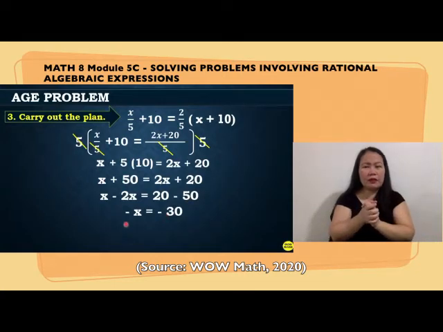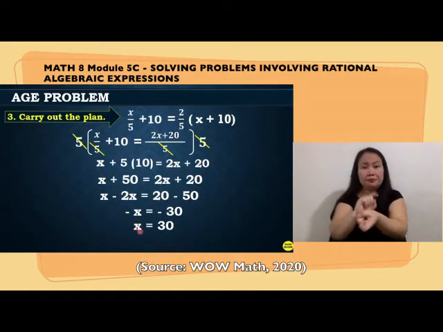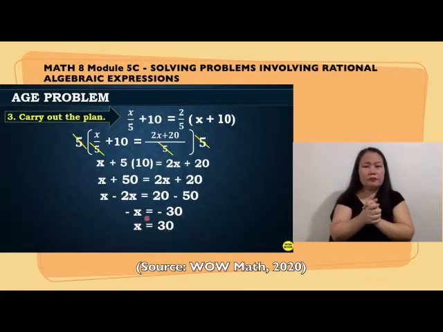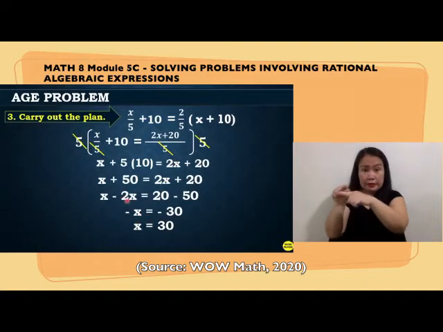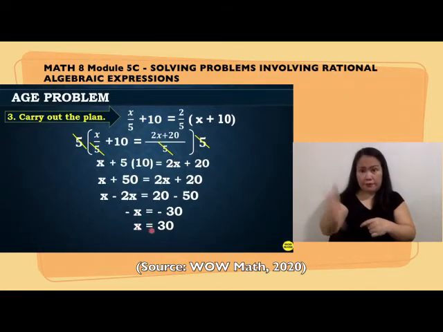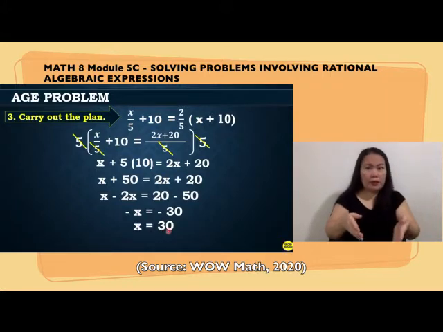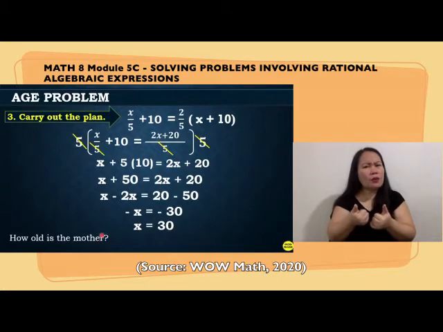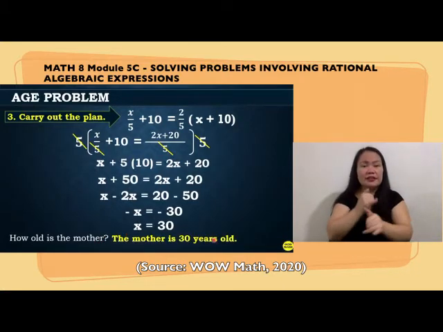Now, since we cannot have negative doon sa ating x, so dapat gawin mo siyang x is equal to 30. Or, paano siya ginagawa? I-divide mo siya by negative 1 para makancel natin yung negative. So that it will become x is equal to 30. So let's go back to the question. How old is the mother now? So the mother is 30 years old now.